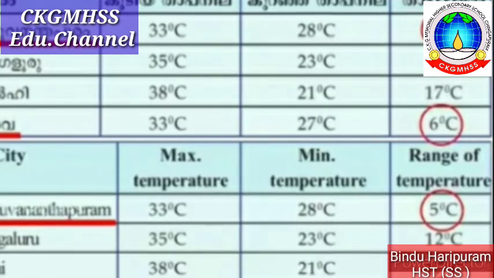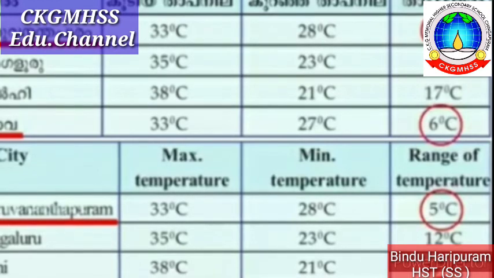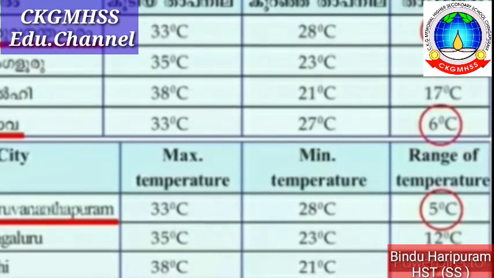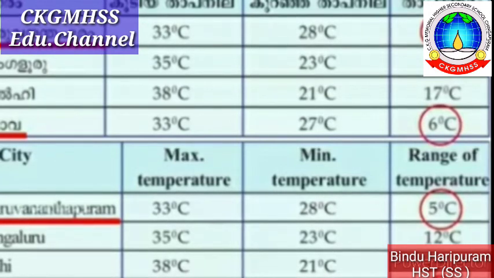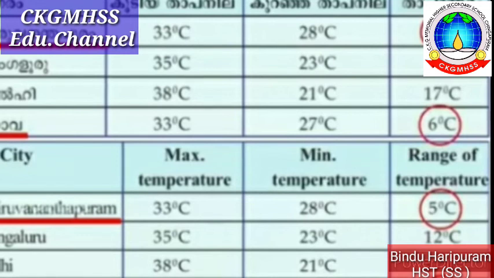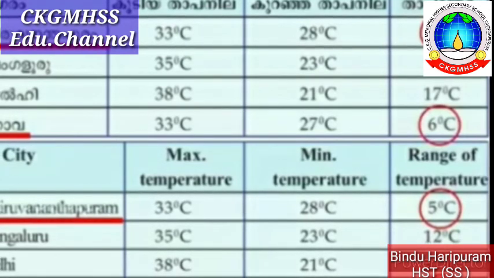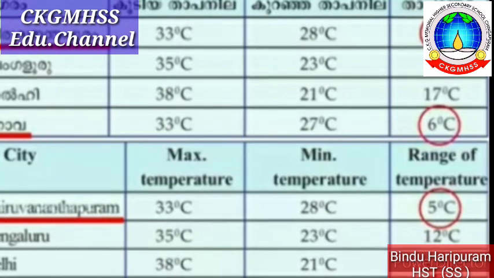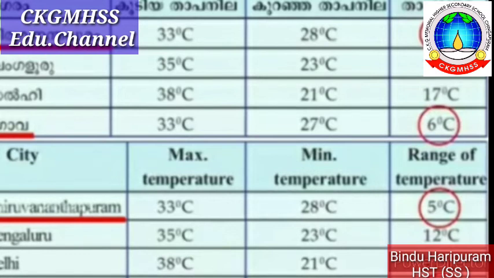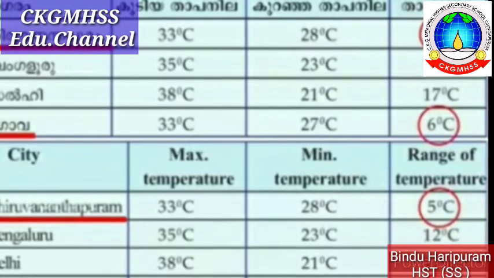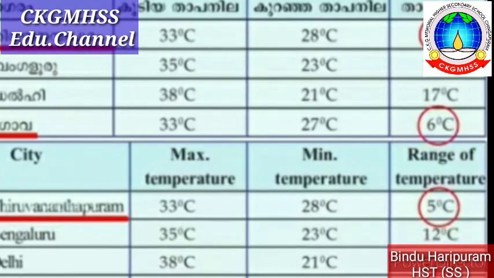Here in this table you can see the diurnal range of Thiruvananthapuram is 5 degrees Celsius, Bengaluru 12 degrees Celsius, Delhi 17 degrees Celsius and in Goa 6 degrees Celsius. The diurnal range of temperature is very high for Delhi and Bengaluru, whereas it is very low for Thiruvananthapuram and Goa. What's the reason behind this? The temperature remains moderate at places close to the sea.